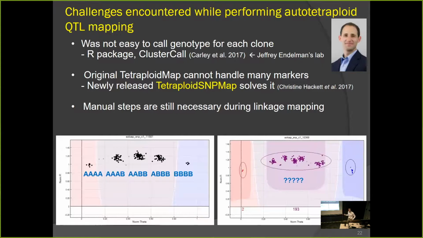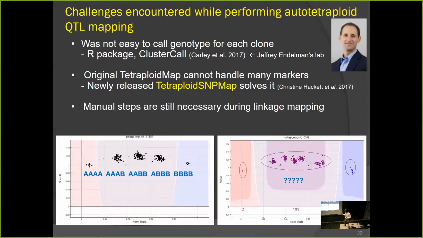However, look at this example. As you can see here, even though there are multiple clusters, it's not easy to assign the appropriate genotype. So I spent a lot of time assigning the best genotype for each clone, and I struggled for a long time. But fortunately, in 2017, Jeffrey Endelman released a new R package called ClusterCall, and I could overcome this difficulty.